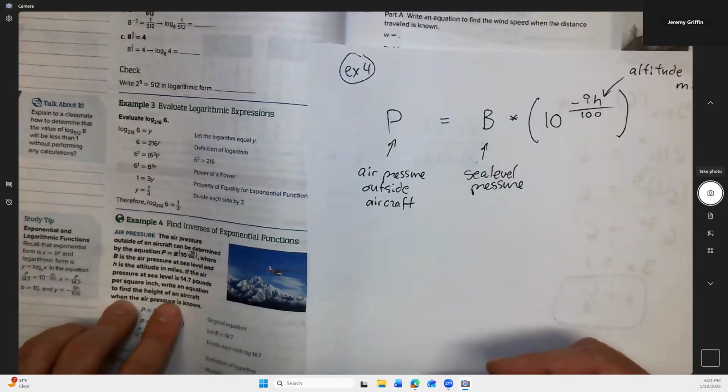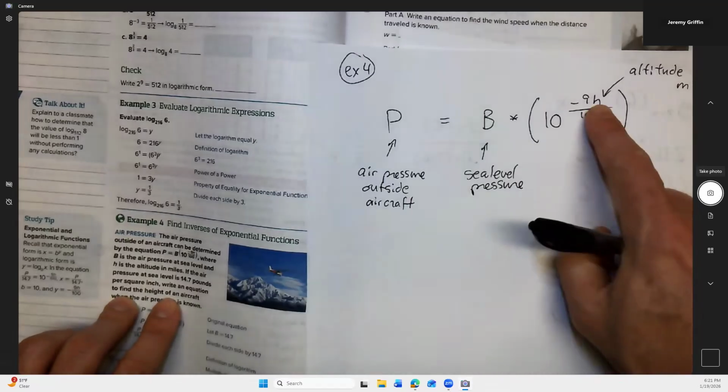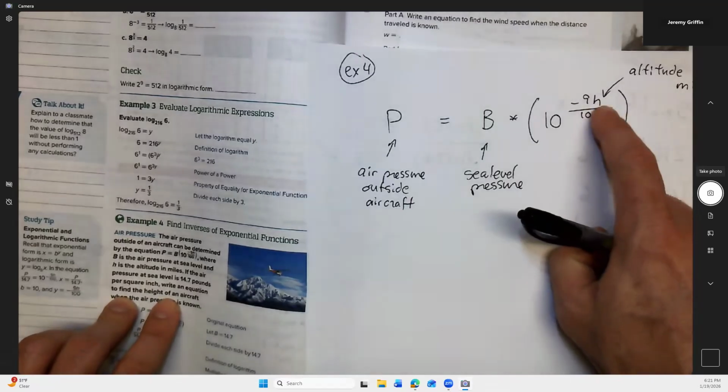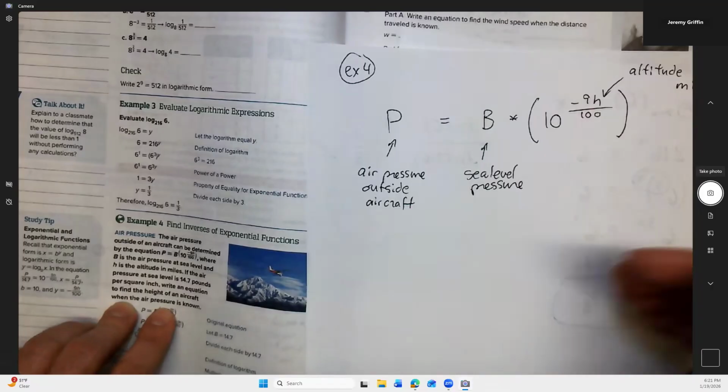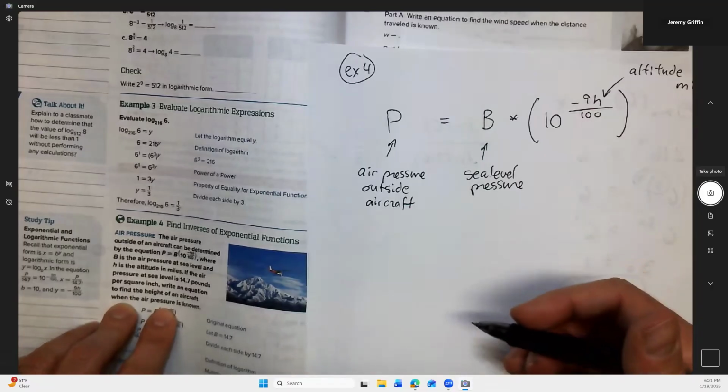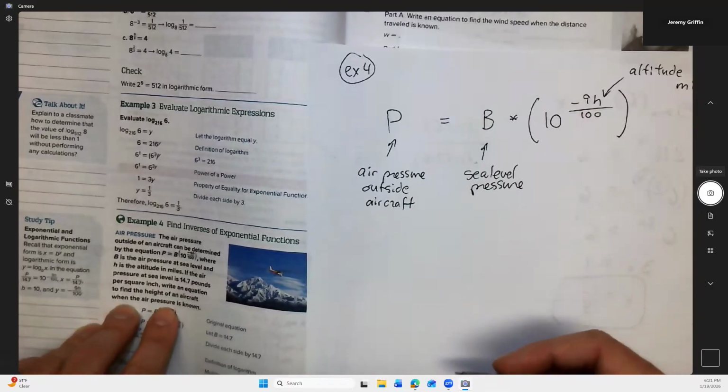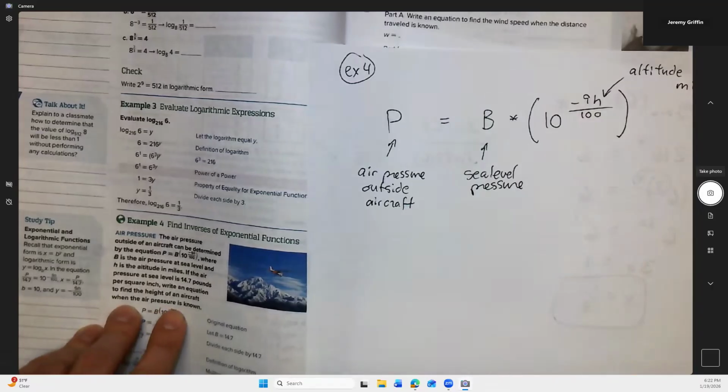If the air pressure at sea level is 14.7 pounds per square inch, write an equation to find the height of an aircraft when the pressure is known. Just like I told you guys, what we're solving for starts out in the exponent. Hence, logarithms are about to be really helpful for this type of question.